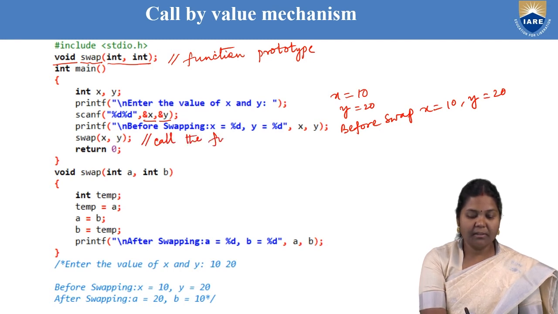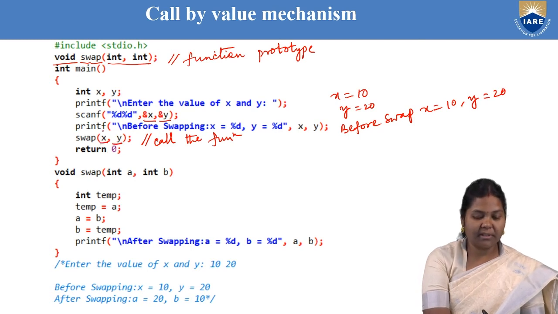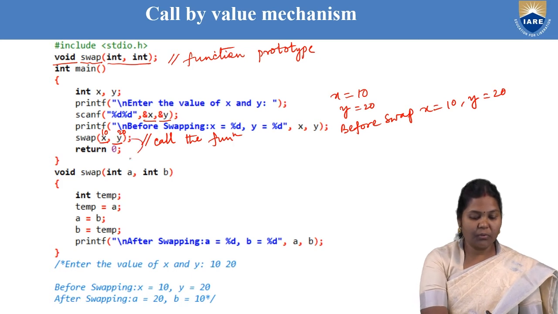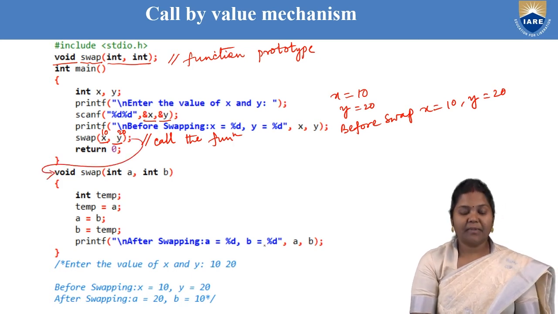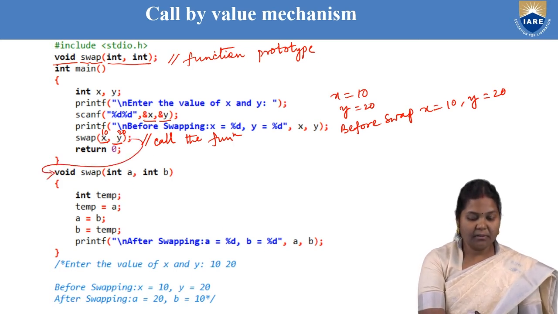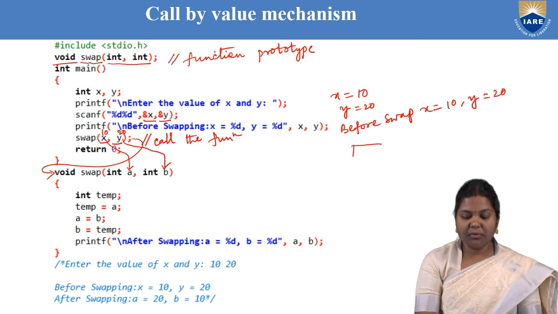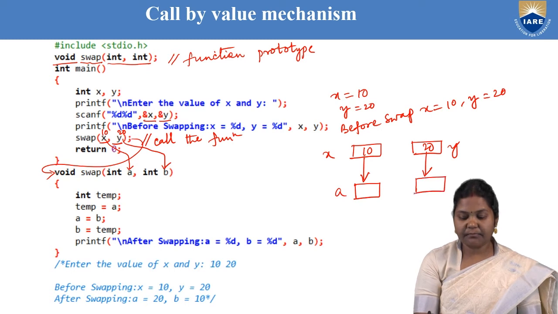So we are calling the swap function, and we are passing the value of x and y, which is nothing but 10 and 20. As soon as a function is called, the control goes to the swap function. Now in the swap function, the value of x is copied into A, the value of y is copied into B. Originally x and y are the two actual parameters, containing 10 and 20. These values are copied into the formal parameters A and B.